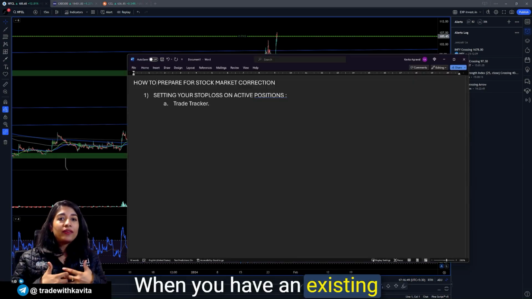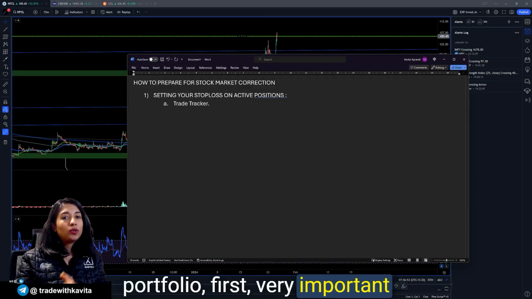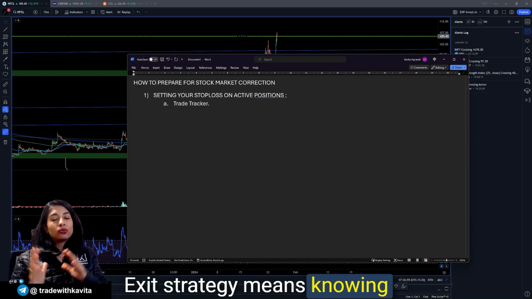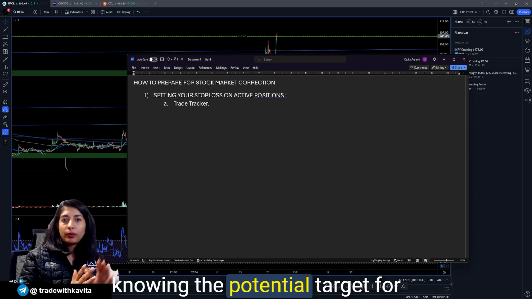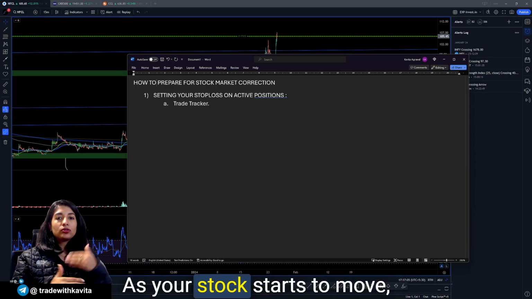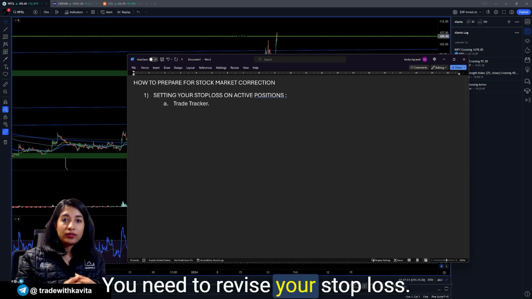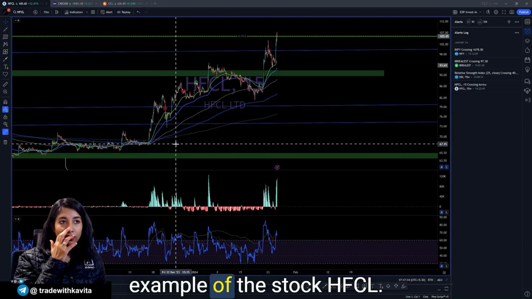When you have an existing portfolio, the first very important thing for you to do is to know your exit strategy. Knowing your exit strategy means knowing your initial stop loss and knowing the potential target for which you're holding the stock. As your stock starts to move, especially if it starts to move up, you need to revise your stop loss. Why? Let's take the example of the stock HFCL.